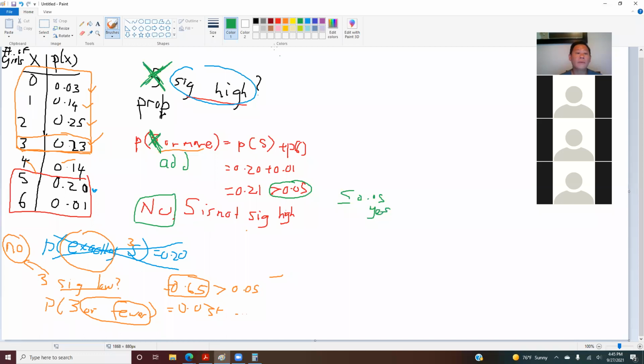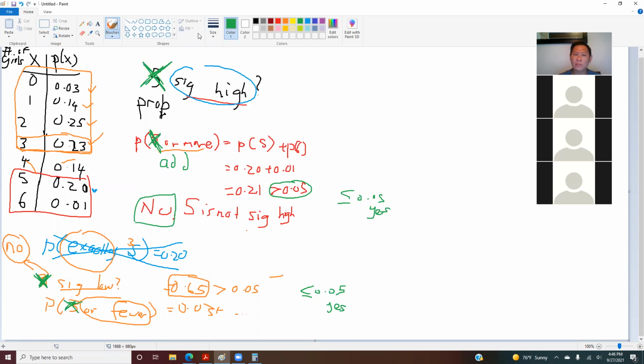Okay. And again, for the significantly low one, I put an X here because it can be 2, it can be 1, it can be 3. Then you have to use X is fewer, which means you have to add the fewer ones. And this probability also has to be less than 0.05. If that number is less than or equal to 0.05, then your answer is yes. Otherwise, your answer will be no.